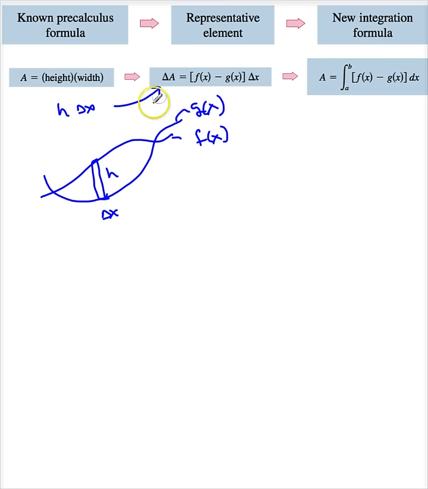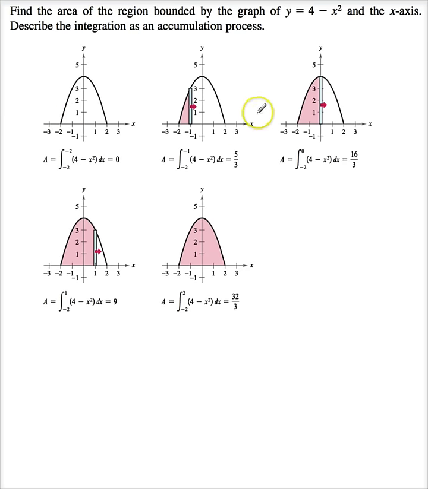And that's when we come into the area of this, the differential area of our little representative rectangle, that's f minus g of x times delta x. And then we take the limit as delta x goes to 0, we do our sums, and we get the definite area is the integral from a to b of f of x minus g of x dx. Now we can think of areas as an accumulation function in that we're accumulating rectangles.